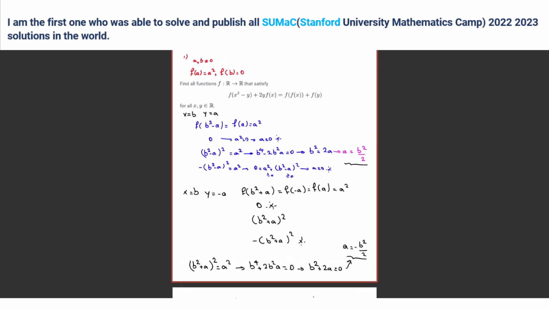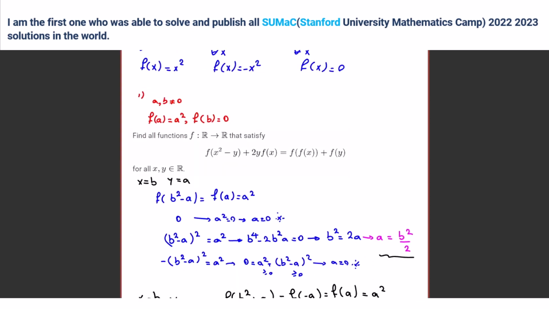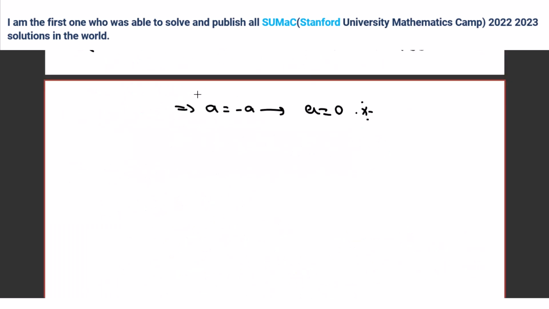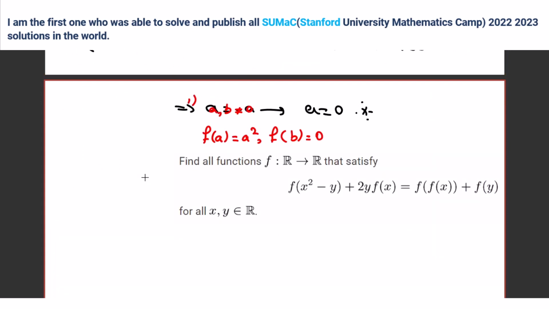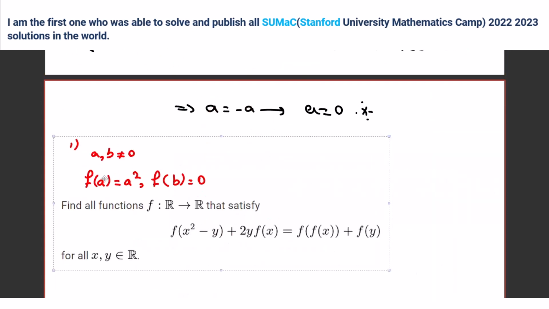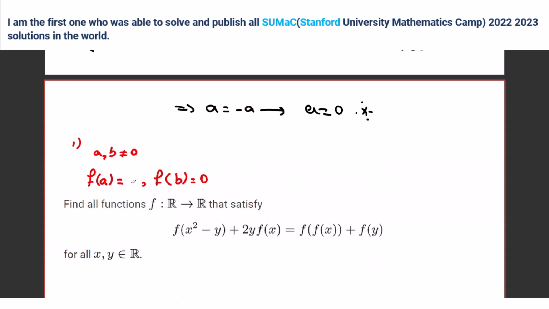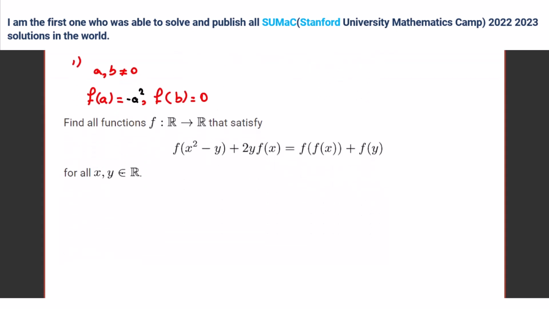So now we should consider negative a squared and 0, right? Okay, let's check. Okay. So, negative a squared and 0. Can you guess that we should replace x with what, y with what? X with B, Y with A. Exactly. Then we can conclude what?